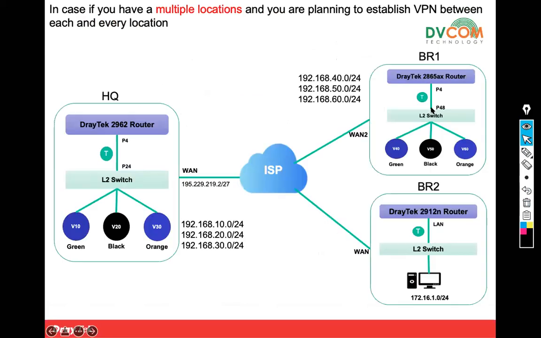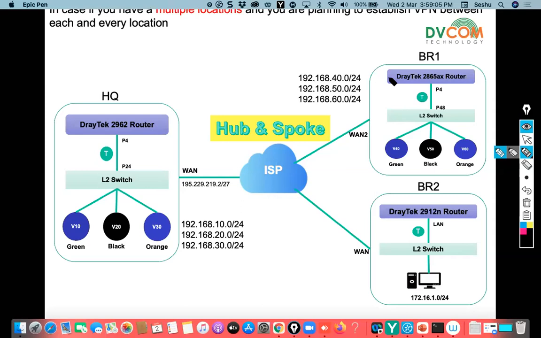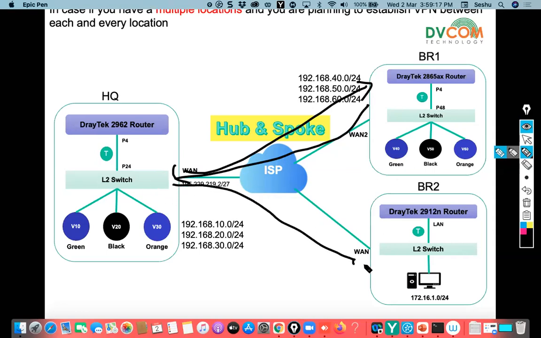So let's go and have a look, guys. If you have multiple locations and you're planning to establish a VPN between each and every location, we recommend going with hub and spoke. It's very simple. If you see here, there is an HQ, branch 1 and branch 2. From HQ to branch 1, you establish one VPN tunnel, and branch 1 to HQ, one tunnel. And HQ to branch 2, and branch 2 to HQ. That's it, guys. Your HQ is going to act as a hub.